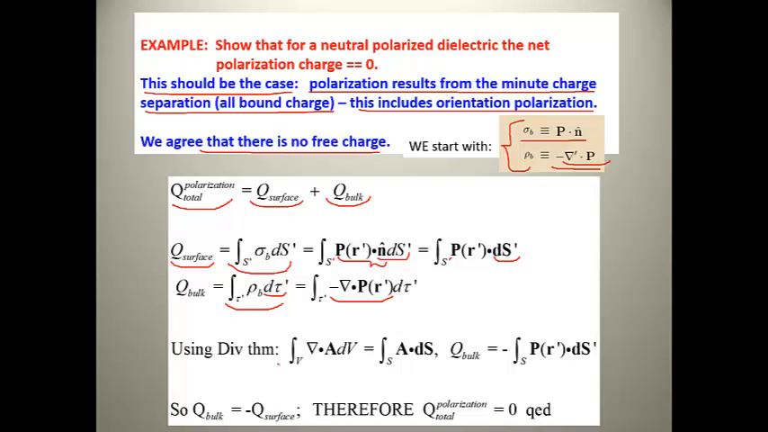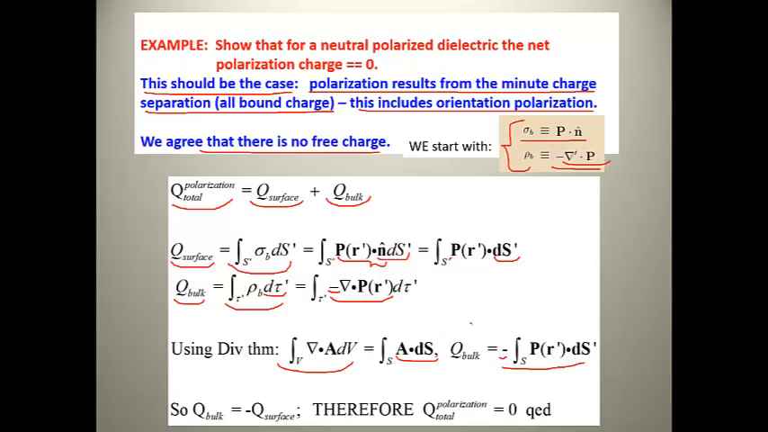Let's go backwards and use the divergence theorem and look at the volume element. The volume integral of del dot A dV is equal to the surface integral of A dot dS. And so we'll take the charge in the bulk and represent it by a surface integral. So we're going to take this divergence right here and change it into a surface integral. And that's shown here. So we have capital P dot dS, capital S, with the minus sign because it has a minus sign right here.